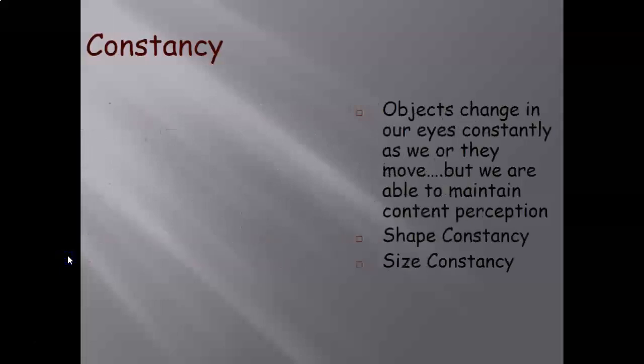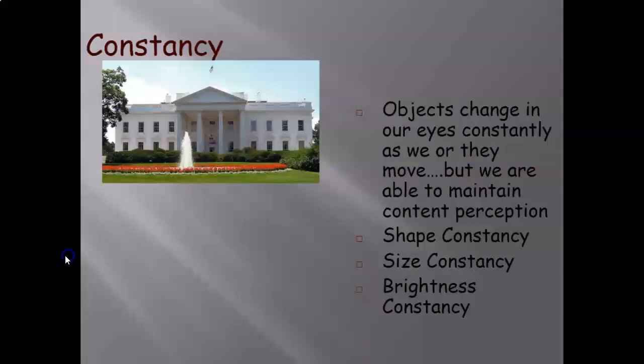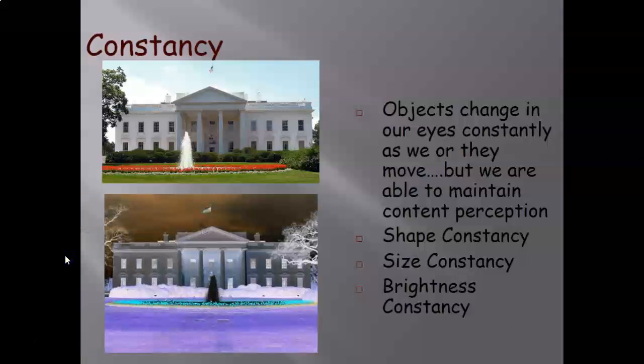So here's an example of shape constancy. Objects change in your eyes constantly as we or they move, but we're able to maintain a constant perception: shape constancy, size constancy, and brightness constancy.